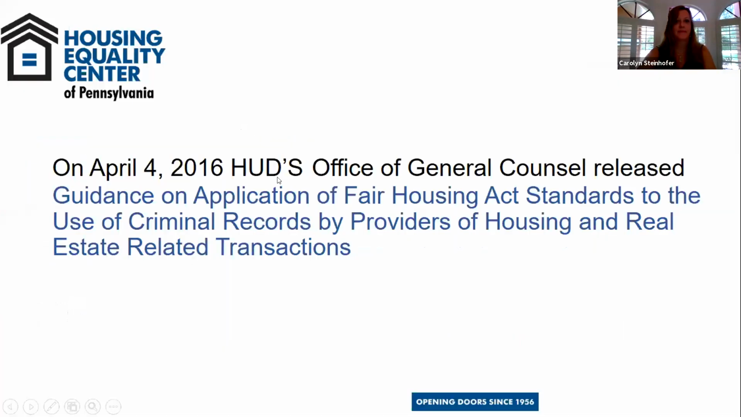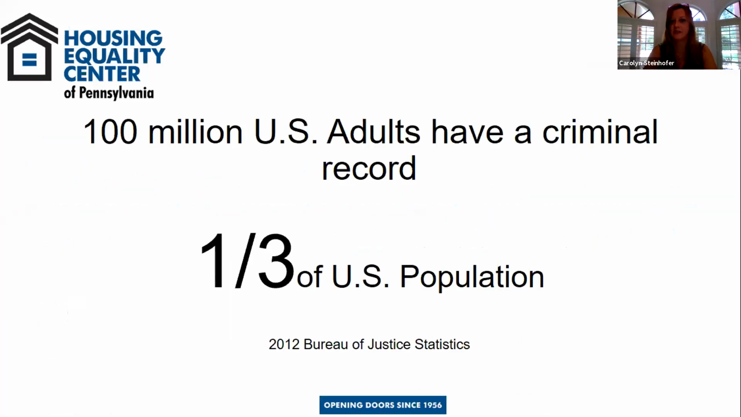So in 2016, HUD released guidance on the application of Fair Housing Act standards and the use of criminal records by providers of housing and in real estate related transactions. So we're going to go over that, but basically, just to repeat what Laura said, about 100 million US adults have a criminal record. That's about a third of the population of the United States.